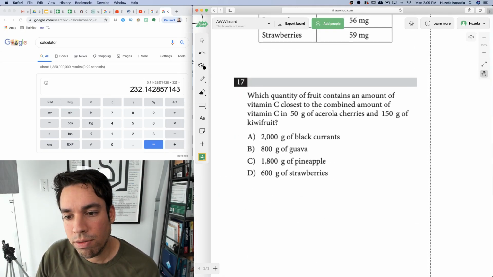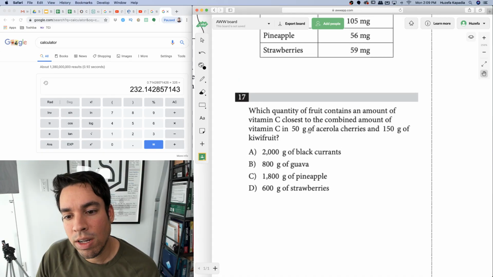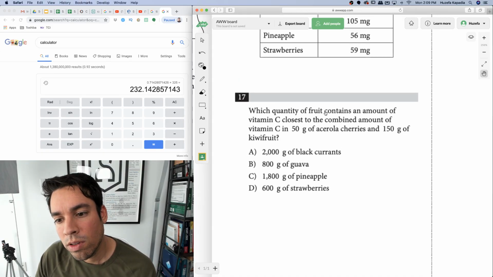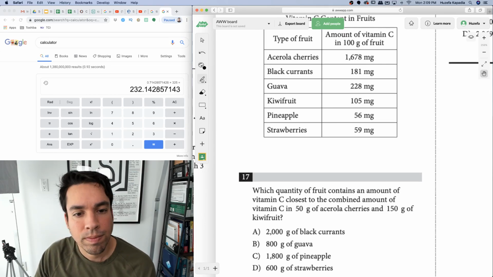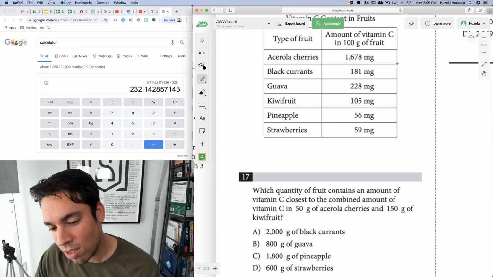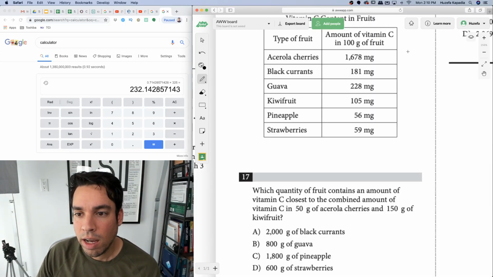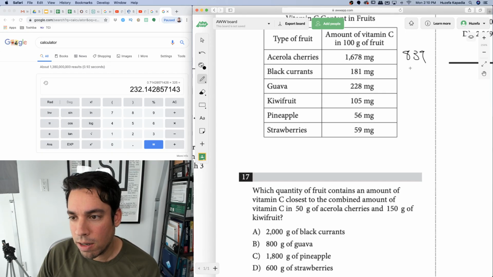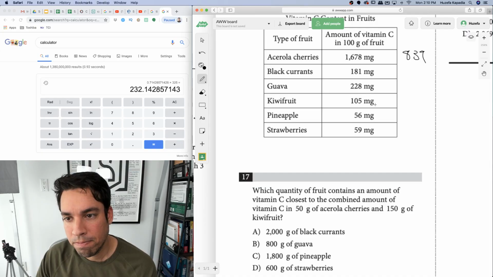Which quantity of fruit contains an amount of vitamin C closest to the combined amount of vitamin C in 50 grams of acerola and 150 grams of kiwi? 50 grams of acerola. I don't know if I'm pronouncing that right. So if I say 50 grams, this is 100 grams. So half of that is 839.